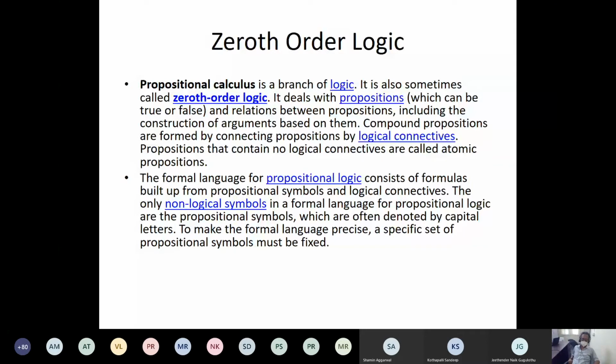P, Q. The formal language of propositional logic consists of formulas built up from propositional symbols, that means P, Q, R, S, etc., and logical connectives: and, or, not. The only non-logical symbols in a formal language of propositional calculus are the propositional symbols, which are often denoted by capital letters. To make the formal language precise, a specific set of propositional symbols must be fixed.